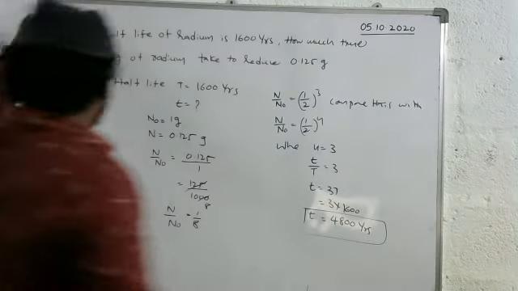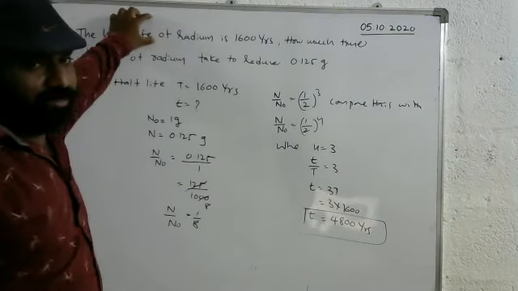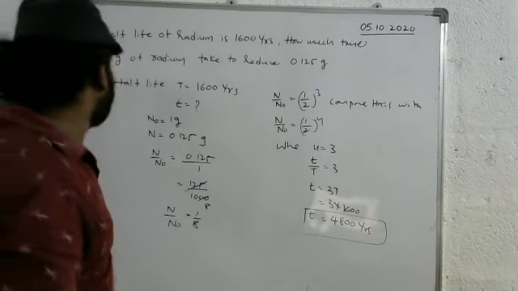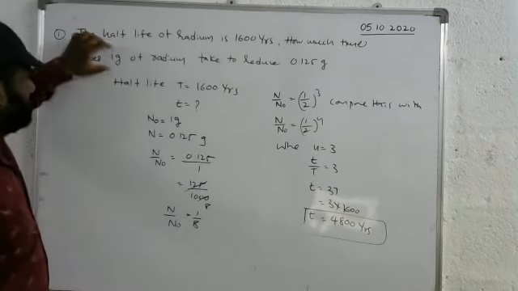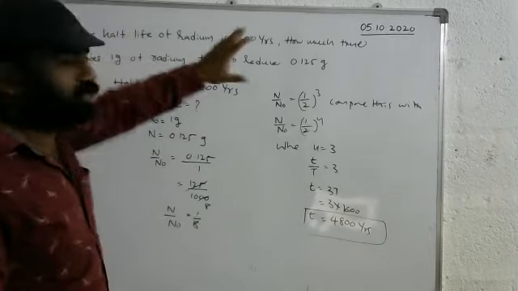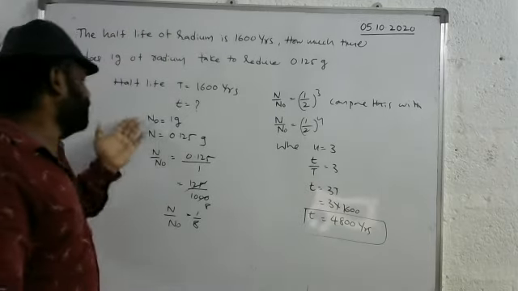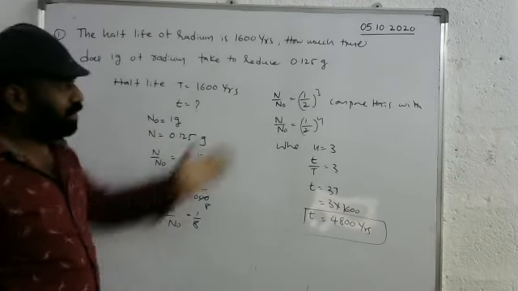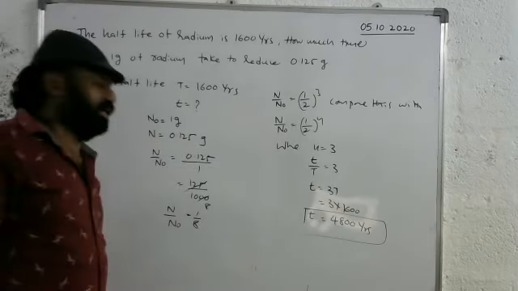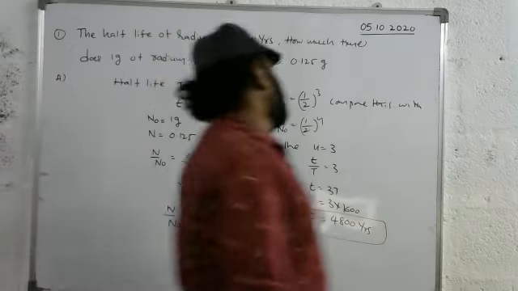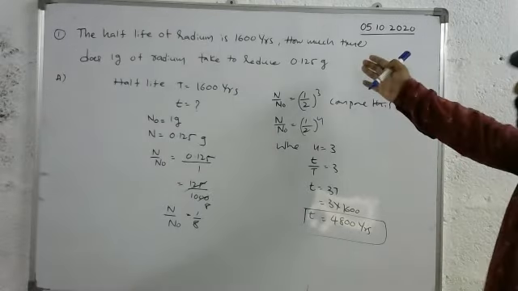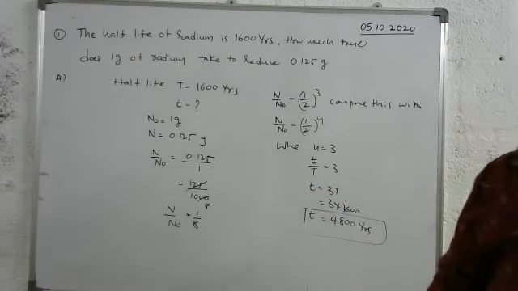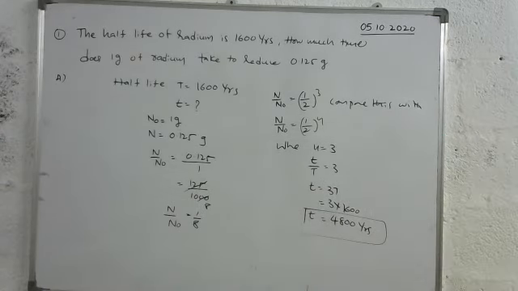Look here. They gave the half-life of radium as 1600 years, and asked how much time is needed for 1 gram of radium to reduce to 0.125 gram: the initial is 1 gram, the final is 0.125. From the formula, comparing this, the time required is 4,800 years.